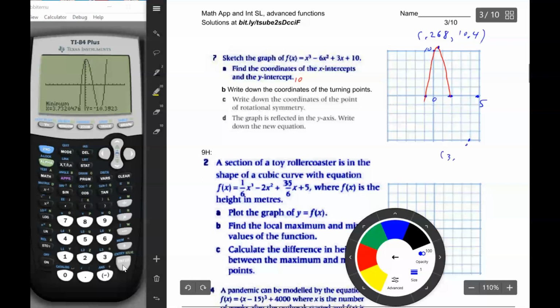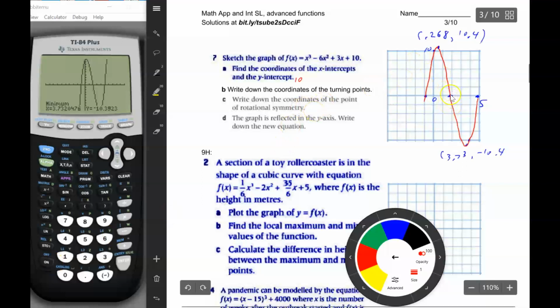So 3.73, comma negative 10.4. If we were going to graph that, it looks kind of like that. Okay? Alright. Write down the coordinates of the point of rotational symmetry. I forgot to talk about that in the investigation.